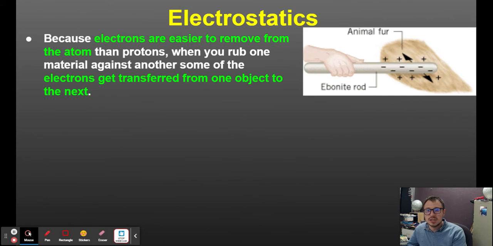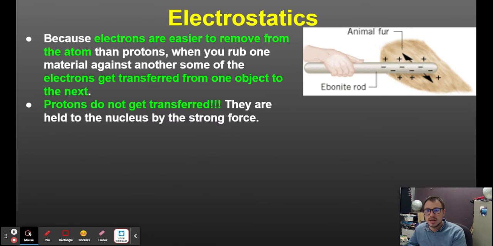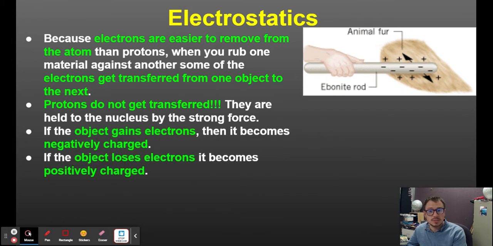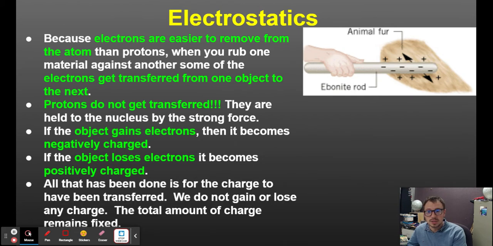So, because electrons are easier to move from the atom than protons, when you rub one material against the other, in some, the electrons get transferred from one object to the next. Protons do not get transferred because they're held together by the strong force. If the object gains electrons, then it becomes negatively charged. If the object loses electrons, it becomes positively charged.